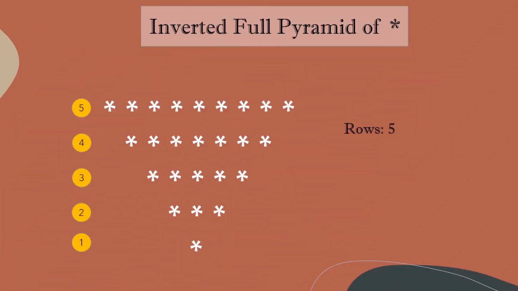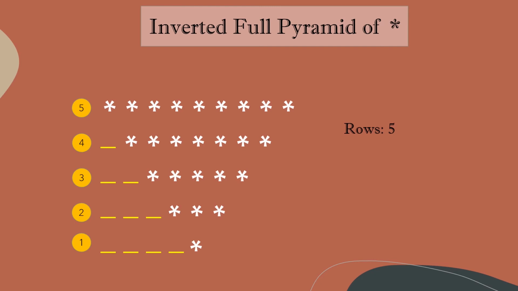Next we have inverted full pyramid of stars. If you observe this pattern, you can see it is the mirror image of the last question that we did. Here also I have 2 parts. First is space and then number of stars. For the last row I have to print 1 star, for the second last row I have to print 3 stars, and so on.